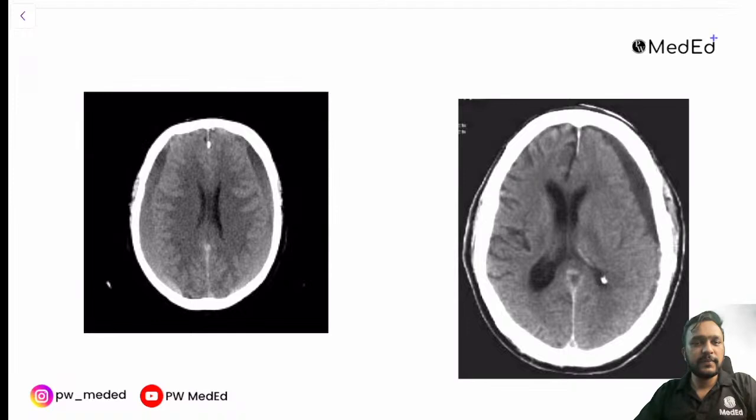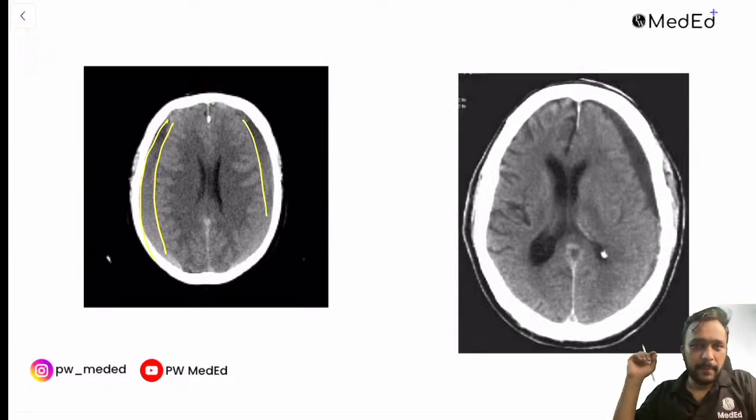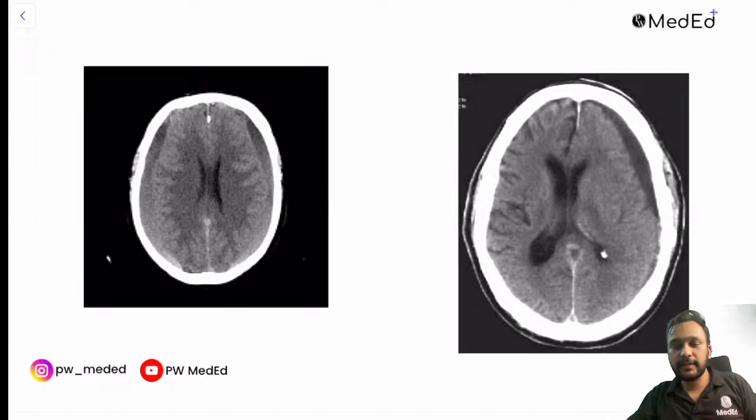So this is another very interesting image. Can anyone tell me what we are able to see in this image? In this image we can see that there are two extraaxial biconvex shaped collections. But the point to note here is that these extraaxial collections are neither hyperdense, nor hypodense.